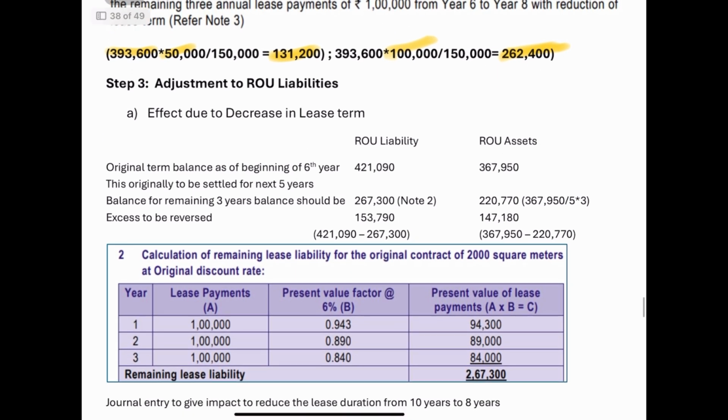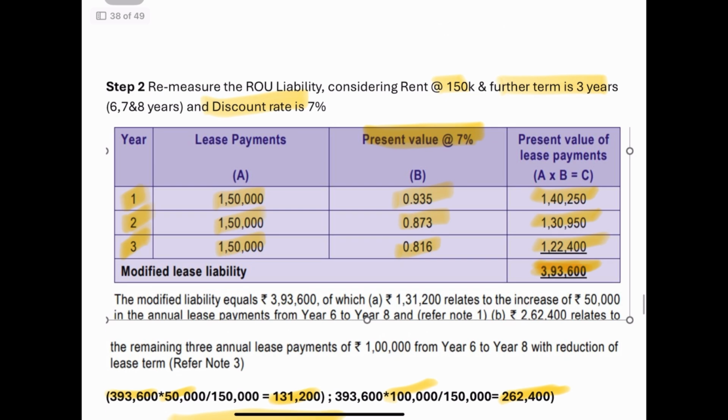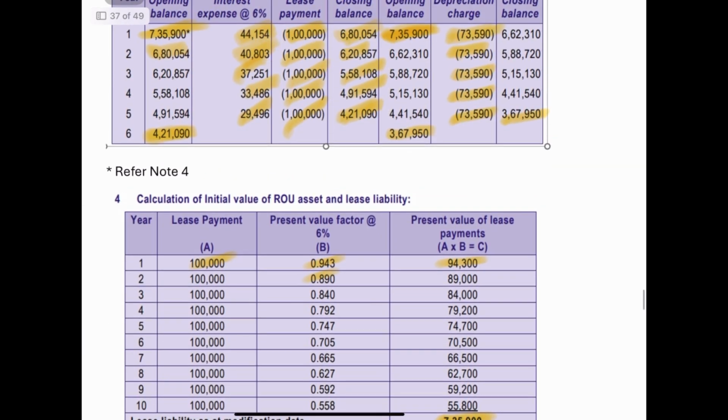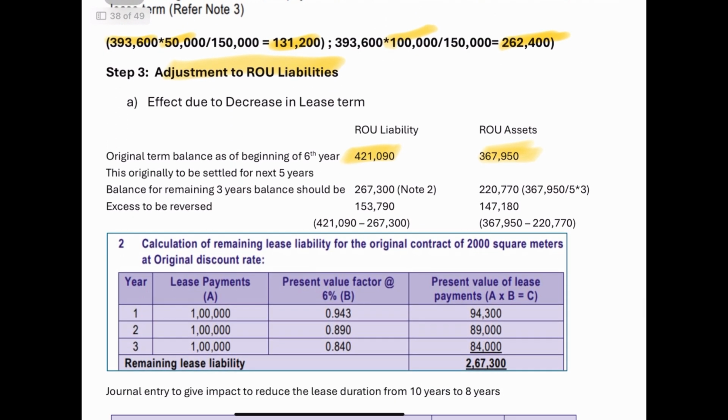Okay, so now you have to make the adjustment to the ROA liability. That's step 3. So the ROA liability needs to be adjusted. From step 1 you can see your original ROA liability is 421,090, and original ROA asset balance is 367,950. So this 421,090 and 367,950 should be your original closing balance. Okay, now we'll have to calculate the revised closing balance. So the balance for the remaining 3 years should be 267,300.